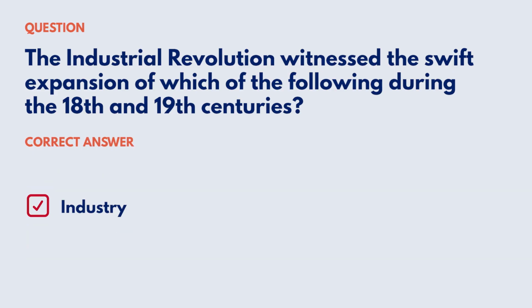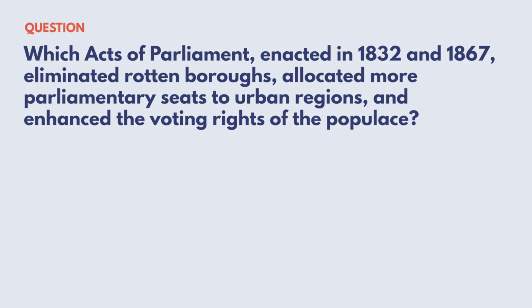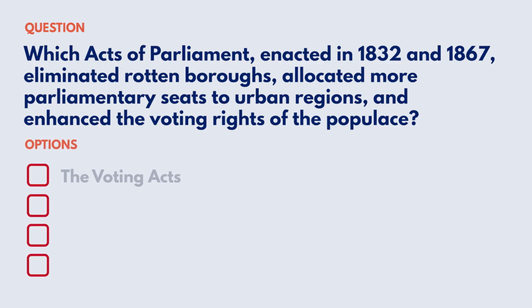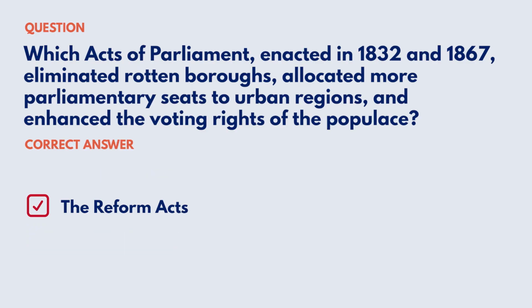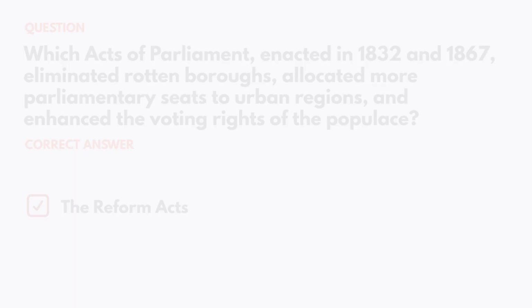Correct answer, industry. Which Acts of Parliament, enacted in 1832 and 1867, eliminated rotten boroughs, allocated more parliamentary seats to urban regions, and significantly enhanced the voting rights of the populace? The Voting Acts, the Reform Acts, the Election Acts, the Change Acts. Correct answer, the Reform Acts.